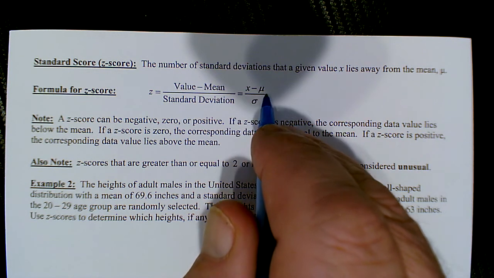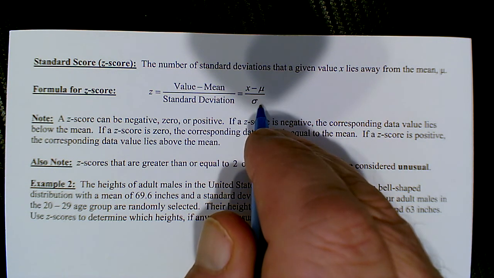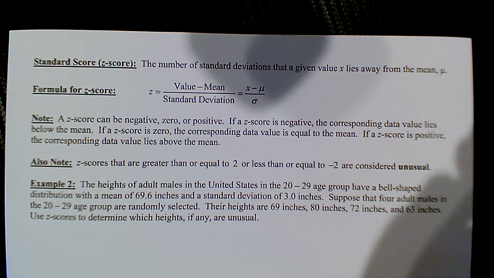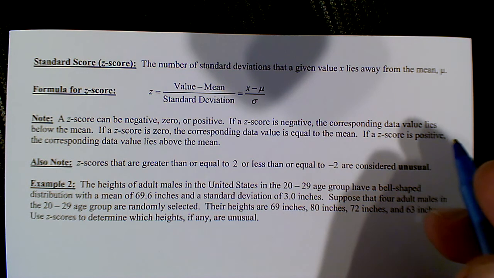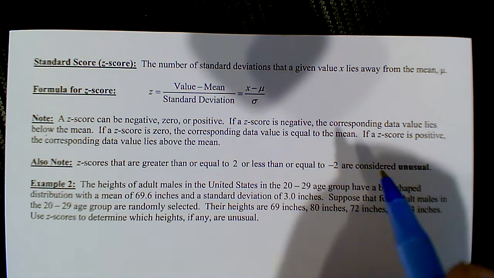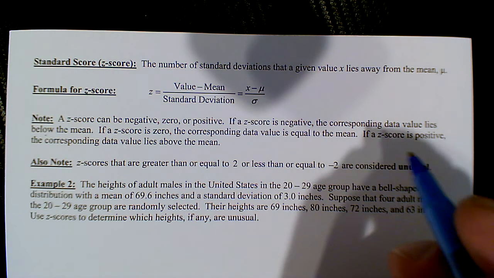Z-scores could be positive, negative, or 0. If it's negative, it's to the left of the mean or below the mean. If the z-score is positive, it's to the right of the mean or above the mean. And if the z-score is 0, it is the mean. So 0 is the mean.